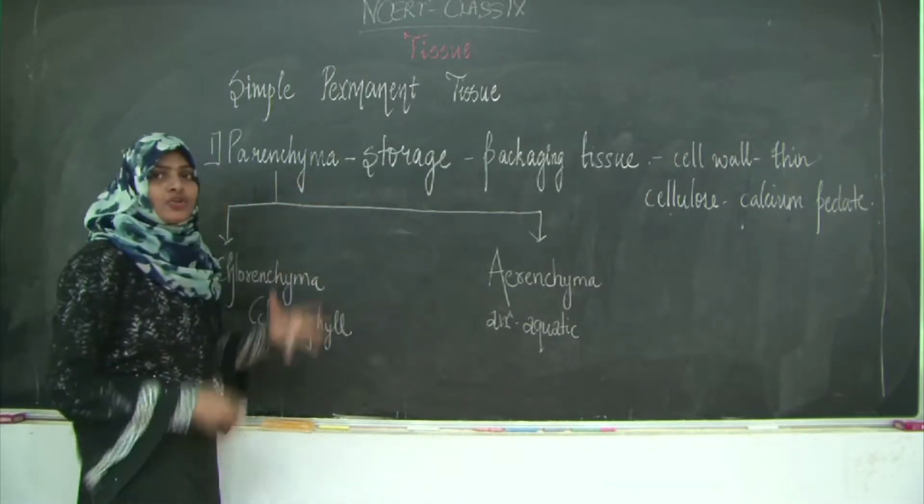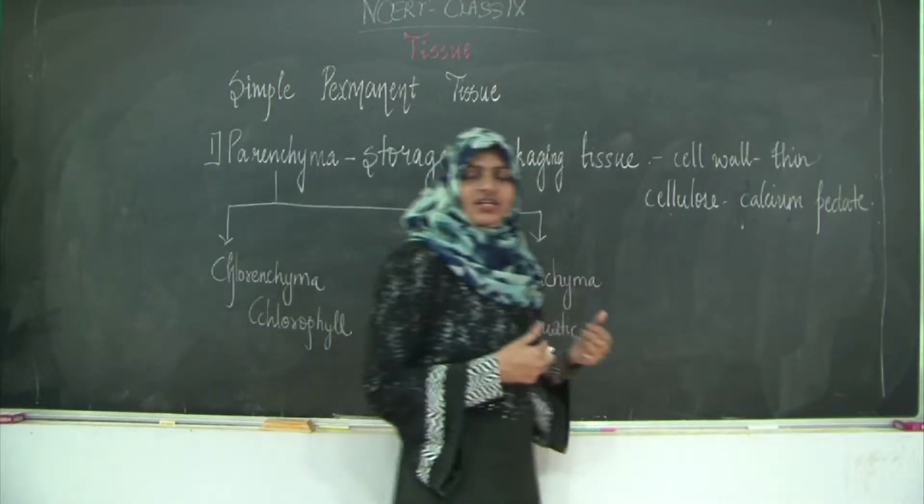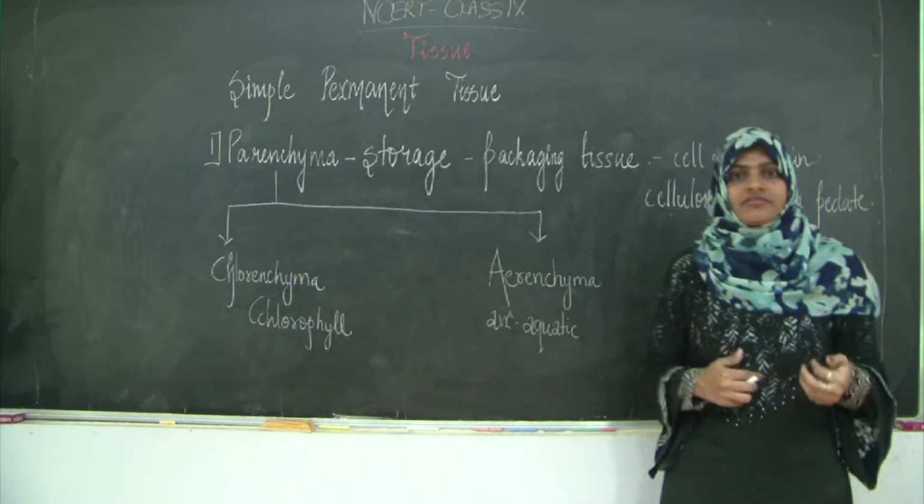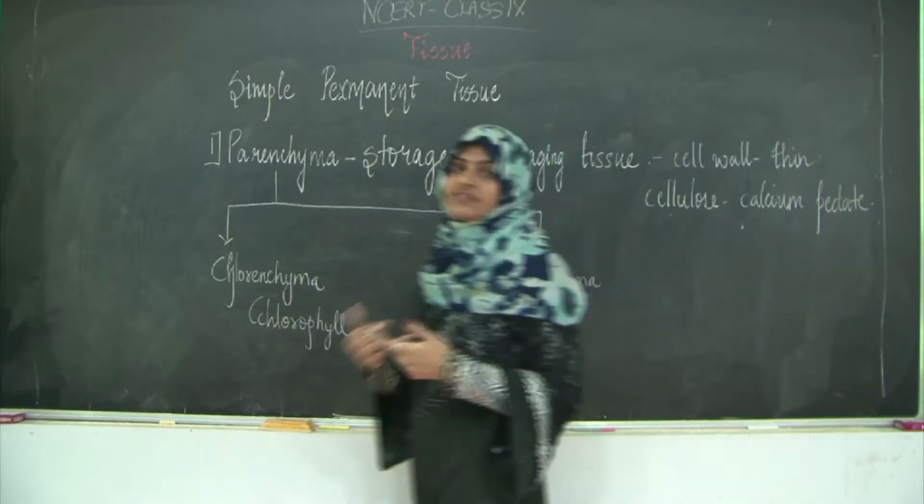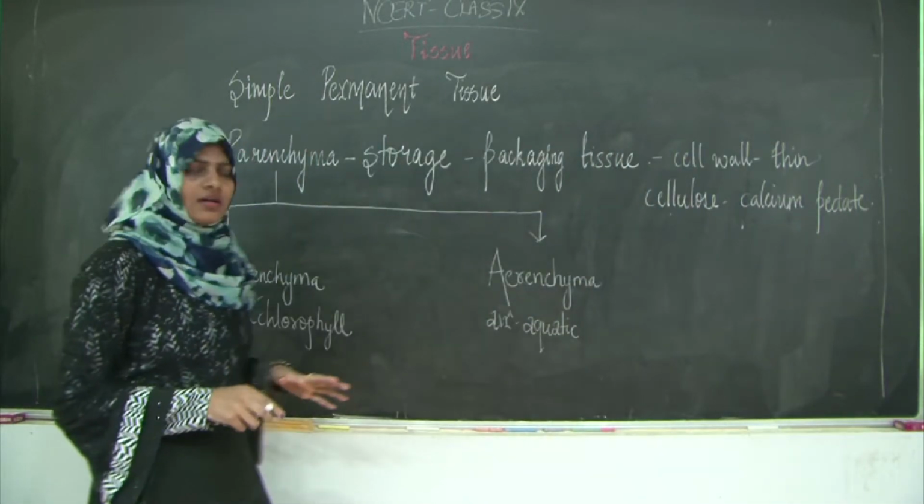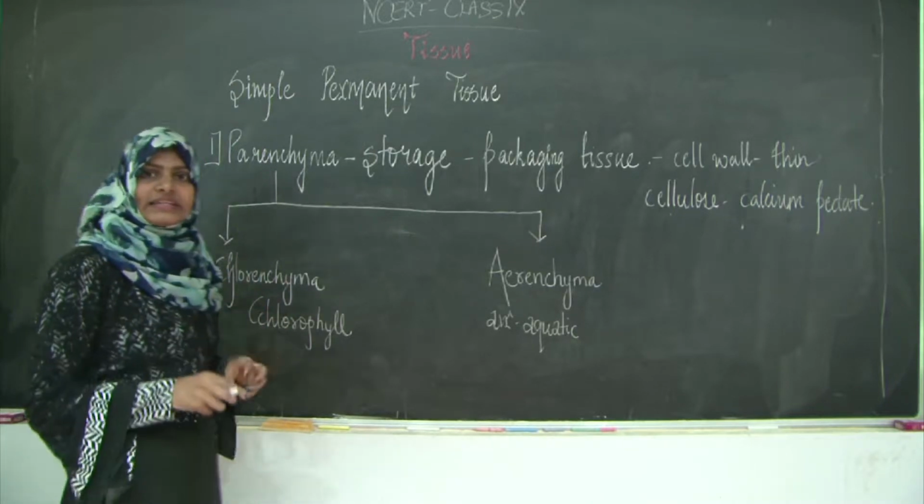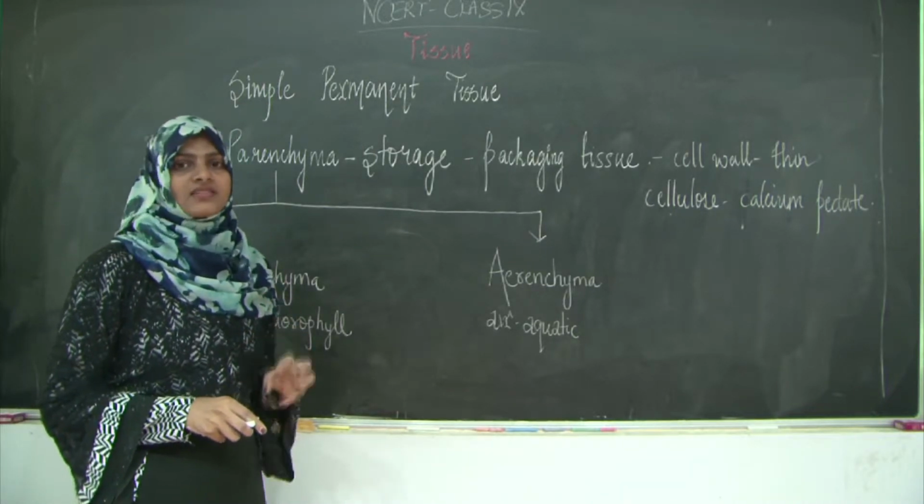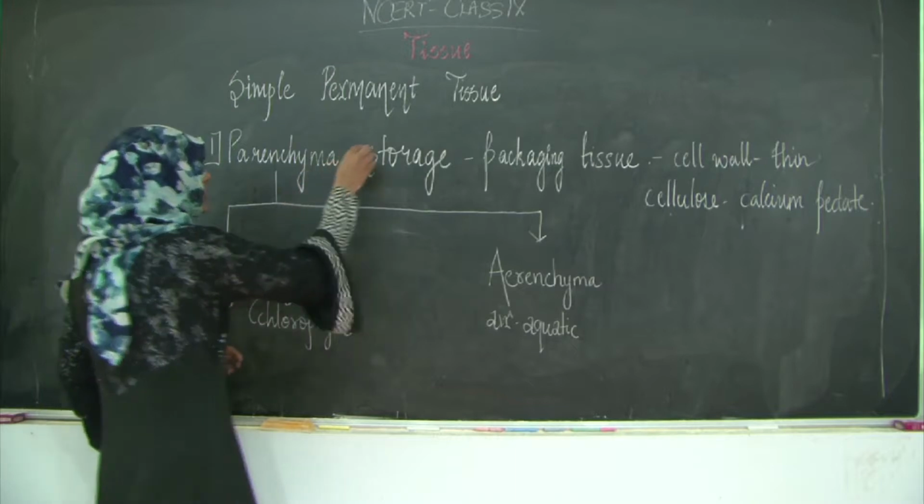Now, this parenchyma, I told you in the previous lecture that your permanent tissue can be either living or dead. Parenchyma is a living cell, but it will not divide. The division of cells in a plant only takes place in meristematic tissue. So they are living.